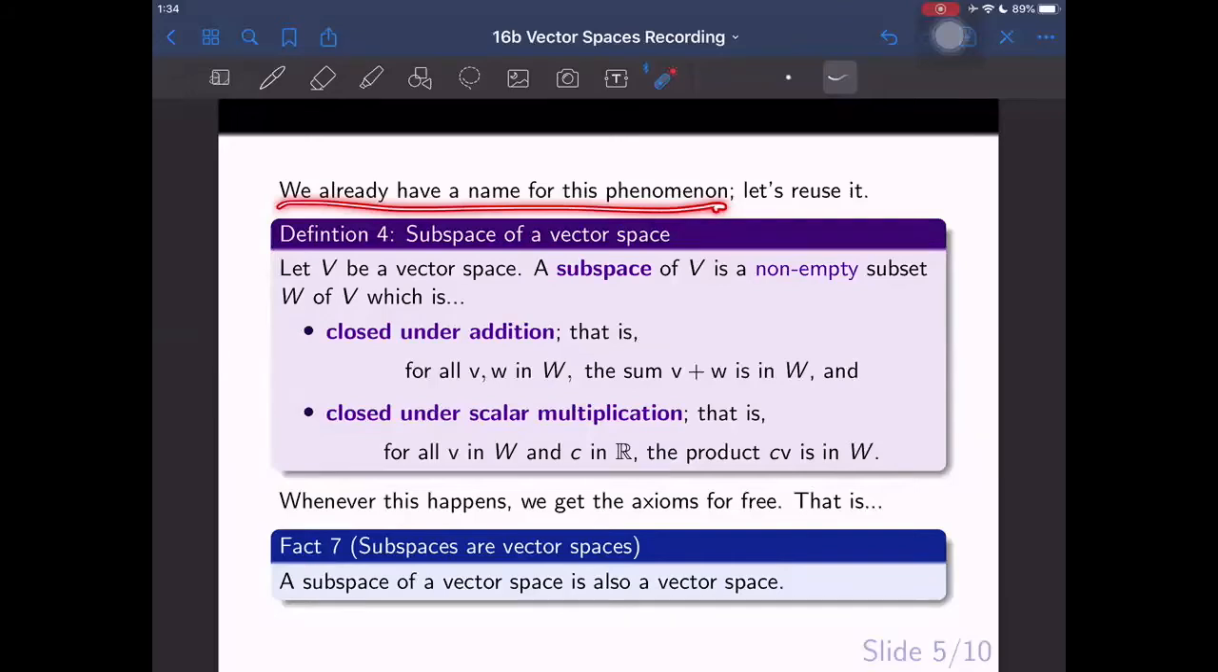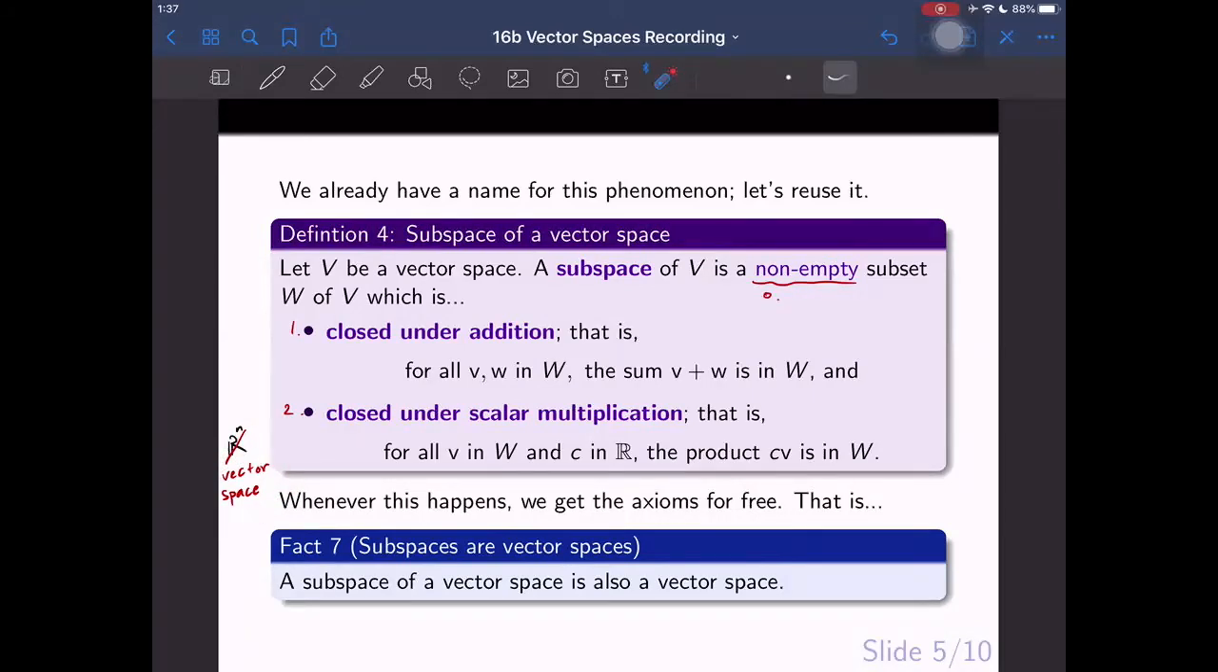We already have a name for this phenomenon, for something that is closed under addition and scalar multiplication. Let's reuse that name. If V is a vector space, a subspace of V is a non-empty subset W of the vector space V, which is closed under addition and closed under scalar multiplication. This is one of the many times that we will take a definition we already know, cross off Rn and write vector space instead.